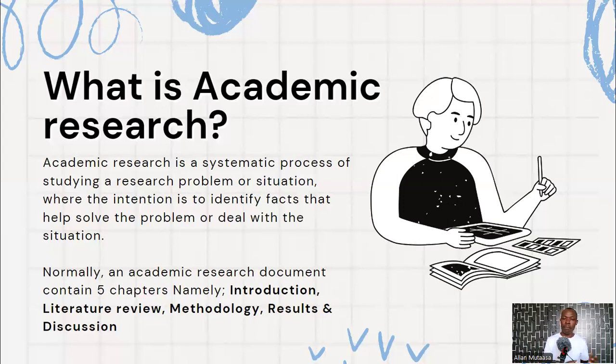Normally, many universities have structured their academic research document in 5 chapters. The first chapter is called the introduction, the second the literature review, the third the methodology, the fourth the results, and the fifth the discussion. Other universities add a 6th chapter, called the conclusion and recommendations. Your university could have structured it in a different way, but all dissertations are going to contain this kind of information.